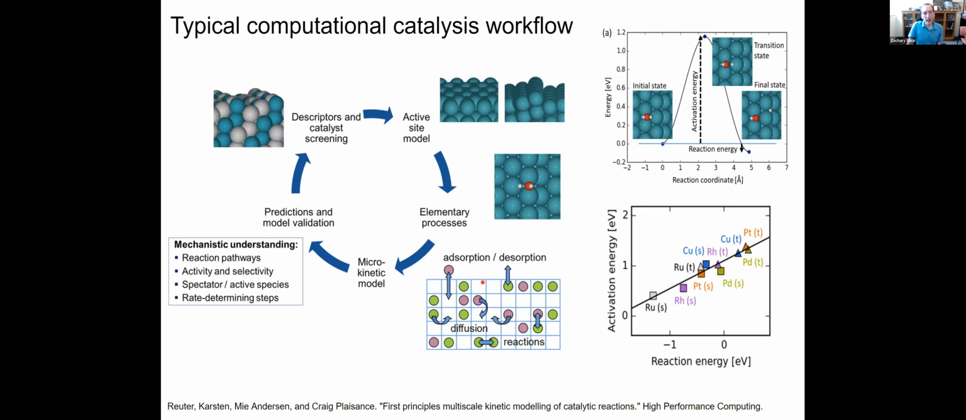Usually we assume that just the lowest energy one is representative. And that usually works as long as there's a very large energy difference between the different sites. But if there's a small energy difference, then yes, that can be a limitation.